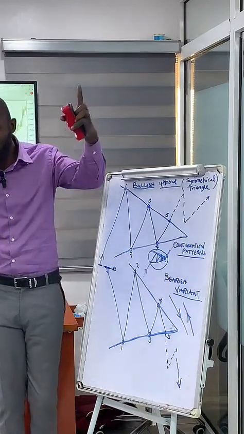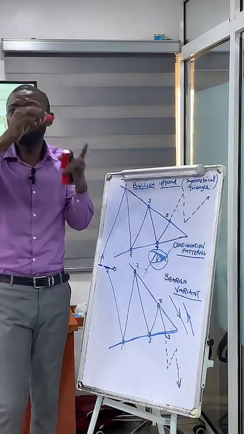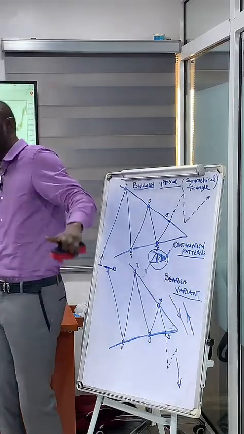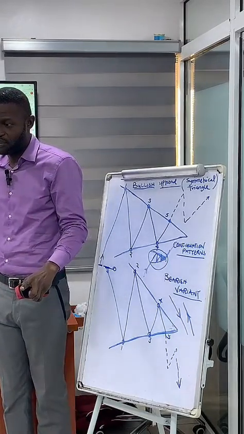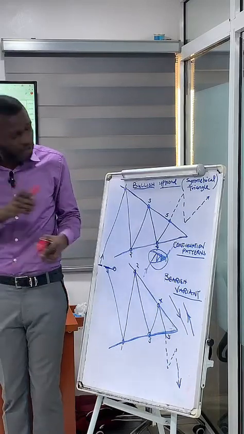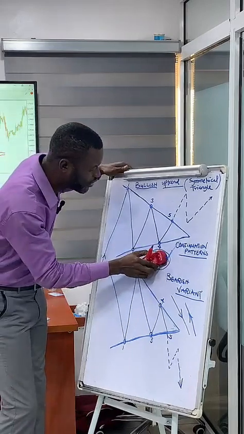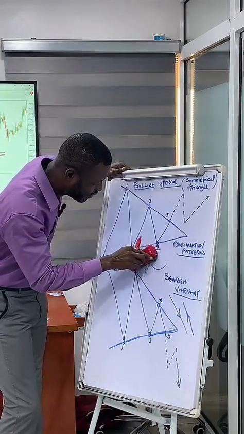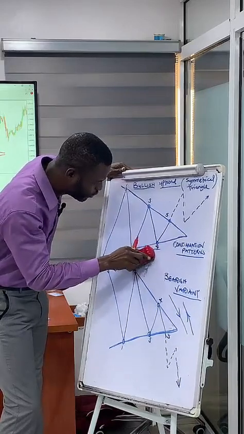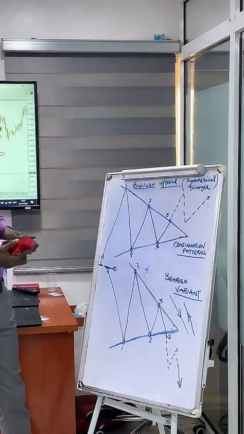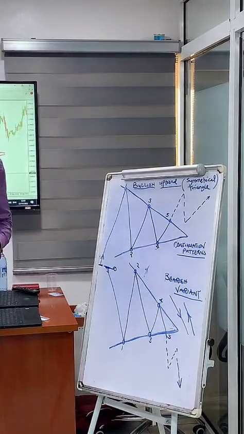But when the market is moving in an upward direction and it seems to make a corrective pattern, and that corrective pattern changes its direction to the opposite, it's no longer a continuation pattern. Is that okay? So yesterday we looked at the case of ascending and descending triangles. Today we are looking at the case of the symmetrical triangle.